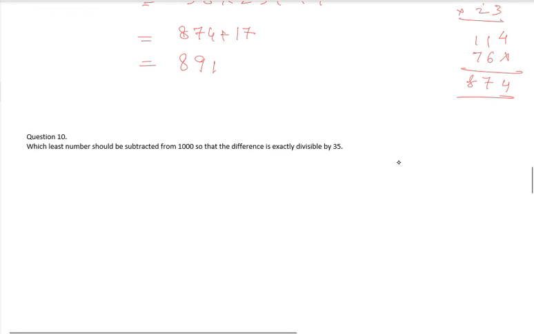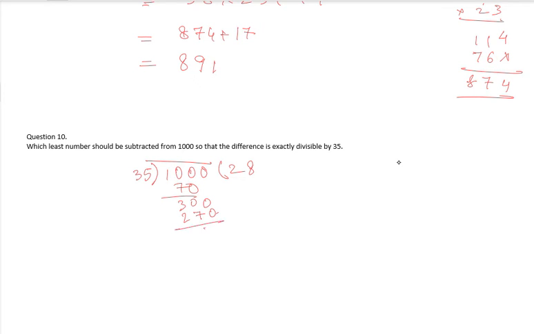The next question is what least number should be subtracted from 1000 so that it is exactly divisible by 35. Let's do the division. It will make things very clear. 35 into 2 is 70. Remainder is 10, then 0. Then 35 into 8 or 35 into 9? 35 into 9 won't go. So 35 into 8 is 270, 20.